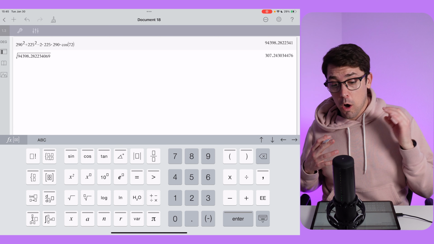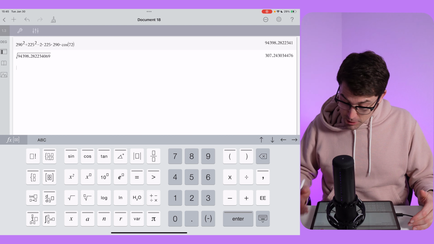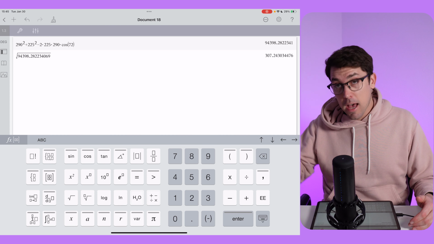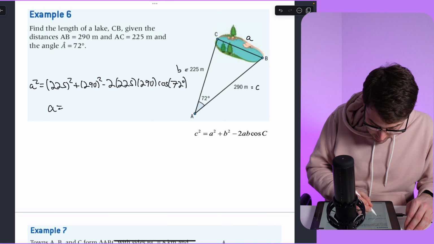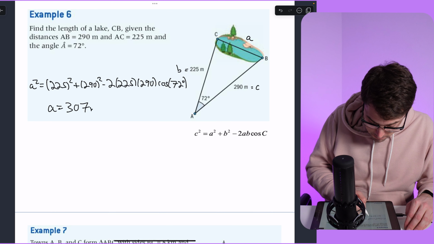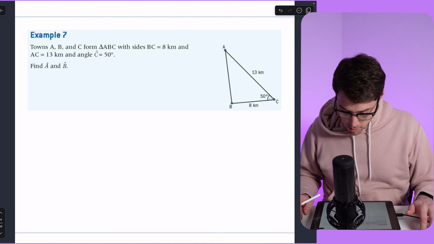And in our class, we always go to 3 significant figures, unless otherwise stated, which would give us an answer of 307 because that 0.2 would round us down. So my answer is going to be that this lake is 307 meters across. Okay, let's take a look at another example.